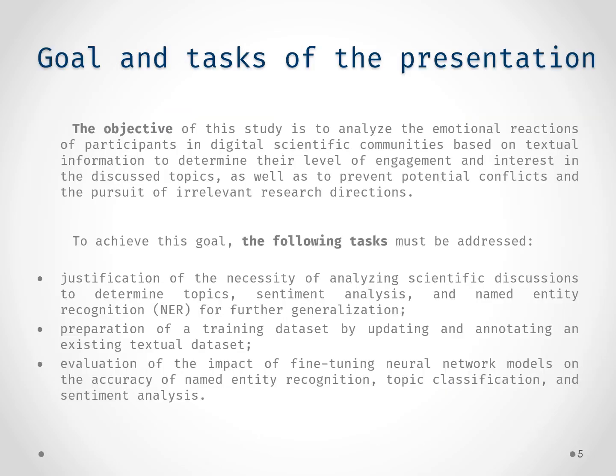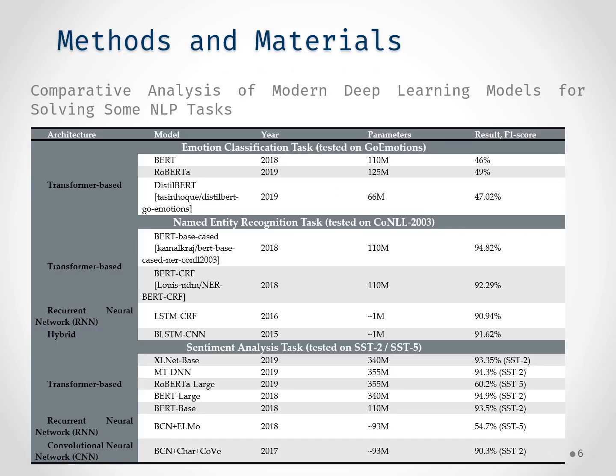The aim of the work is to analyze the emotional reactions of participants of digital scientific communities based on textual information to determine their level of engagement and interest in the discussed topics, as well as to prevent potential conflicts and the pursuit of irrelevant research directions.